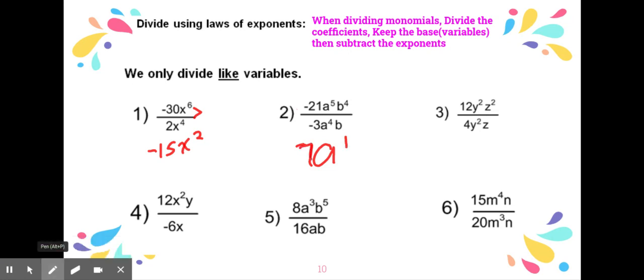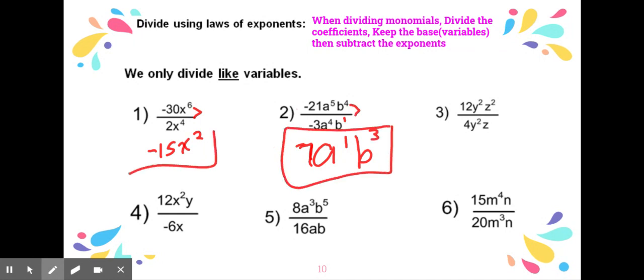And now we're going to do our b's. Keep your b, but subtract your exponents. B to the 4th divided by b. But remember, there's an invisible 1. So 4 minus 1 is 3. So that's your final answer there.